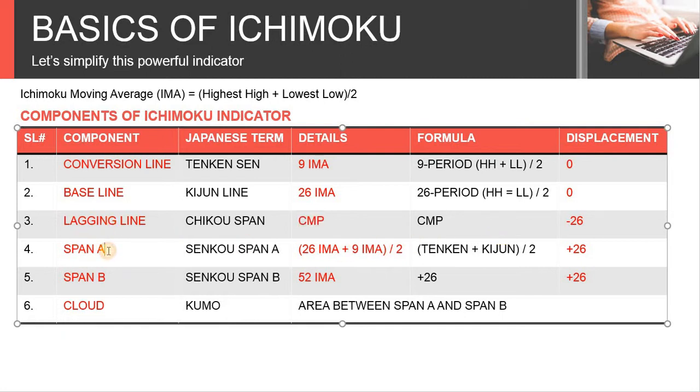And then the next one is span A, or Senkou span A. The lagging line is also called Chikou span, and the baseline is called the Kijun line. I'm familiar with these names, and you may become familiar later on, but I would suggest sticking to the English terms. Span A is nothing but the average of the first two lines. So this is a 9-period moving average, this is a 26-period moving average. Span A is an average of these two, and that's it. So Tenkan plus Kijun divided by 2.